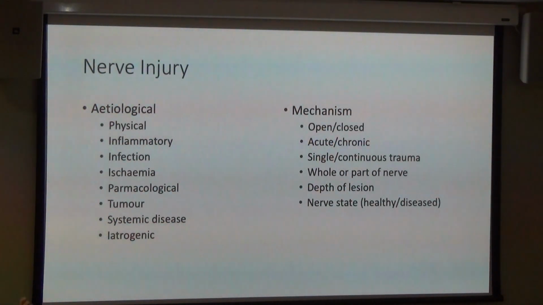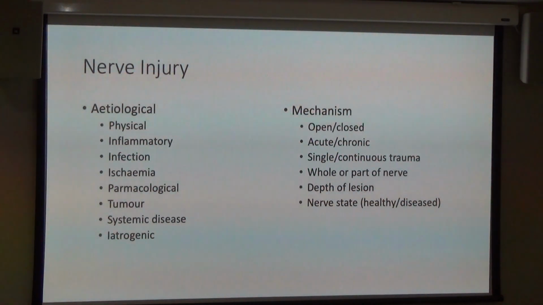Nerve injuries: there's the etiology of injuries, and the mechanism of injury. Just to list them out: physical, inflammatory, infection, ischemia, pharmacological, tumour, systemic disease, and iatrogenic. I haven't got a huge P&I job here, but I see a handful every clinic, and I'd say 50% of the nerve injuries I see in my clinic are referrals from iatrogenic causes. The superficial branch of the radial nerve is probably the commonest nerve I operate on for iatrogenic injuries.